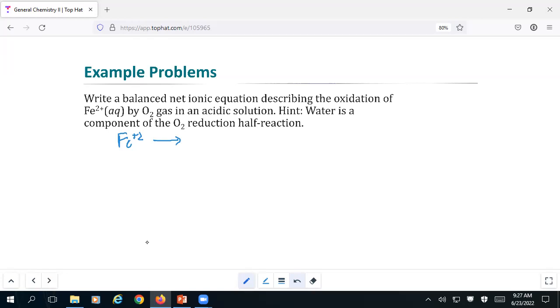How many different kinds of iron ions do we know? What we really worked with thus far? We've worked with iron 2 and we've worked with iron 3. That's really it. We know that other oxidation states exist, but iron 2 and iron 3 are by far the most common. So when we're describing the oxidation of iron 2 plus, the most likely product is going to be iron 3 plus.